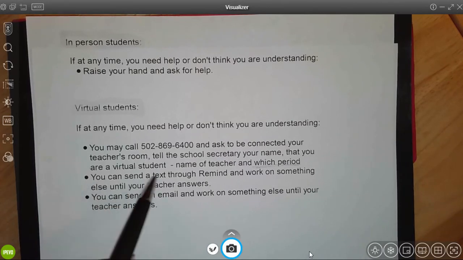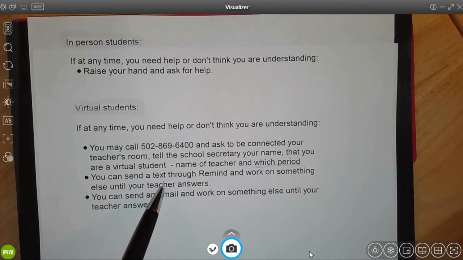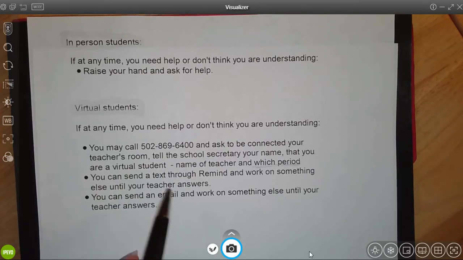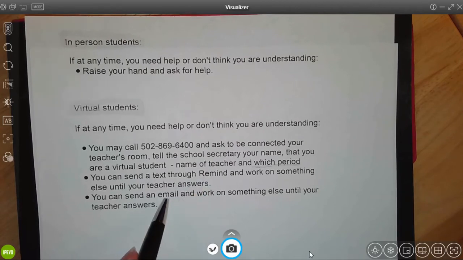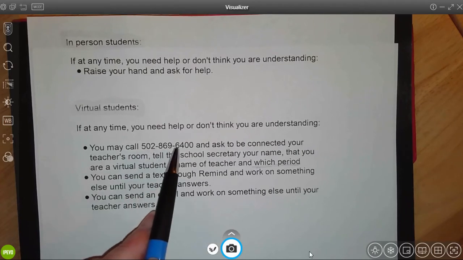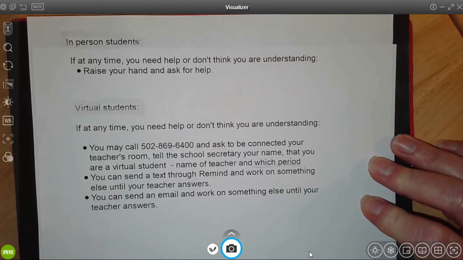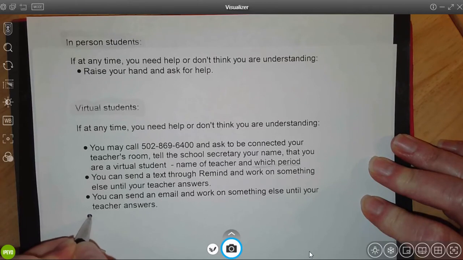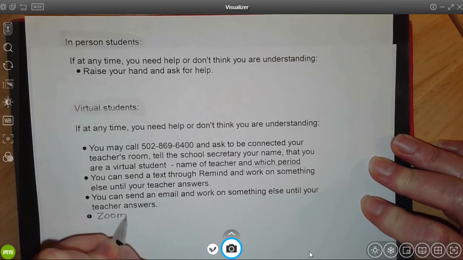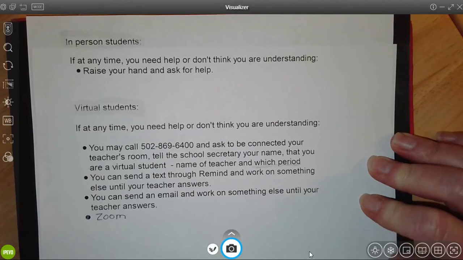Also, you can send a text through Remind and work on something else until your teacher answers, or you can send an email and work on something else until your teacher answers. Sometimes with Remind texts and emails, it will take us a while to get back to you if we are dealing with a lot of questions with in-person students, but we will answer your question. If you can get through on the phone line, that might be a little bit faster. If it's a Tuesday or Thursday, you could probably also get straight on to Zoom. So I'm going to add that as another option that you may be able to connect by Zoom if it is a Tuesday or a Thursday.